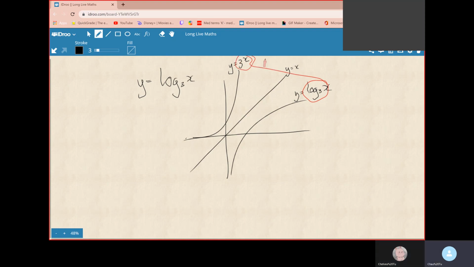Can you see that, Charles? So when I ask you for the log base 3, you've got to think of 3 to the power of x, and then in your mind reflect along the diagonal to give you this. Right, Charles? Yes. Okay. What's the coordinate right here, Chelsea?